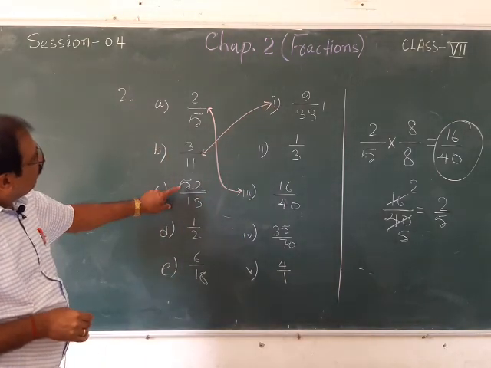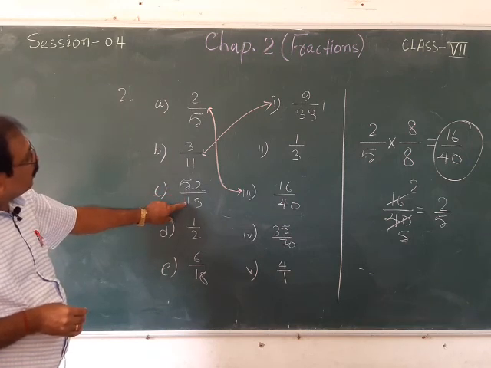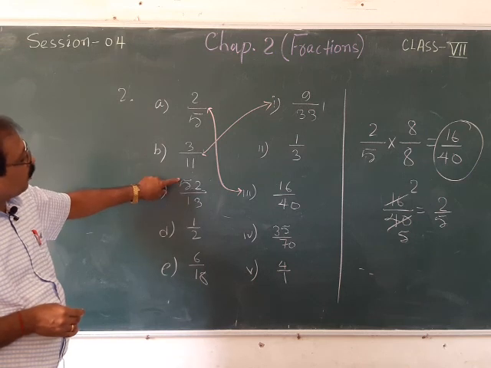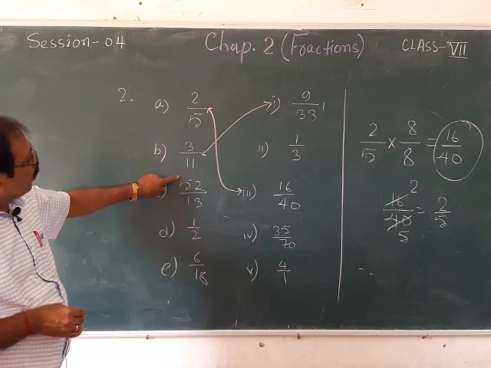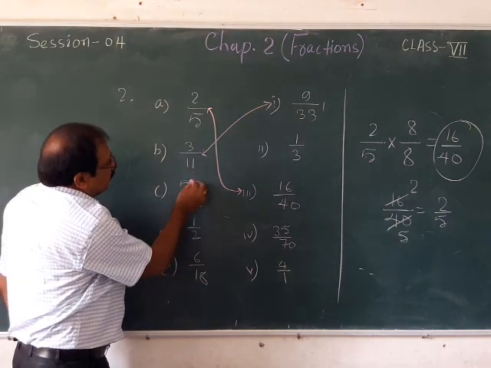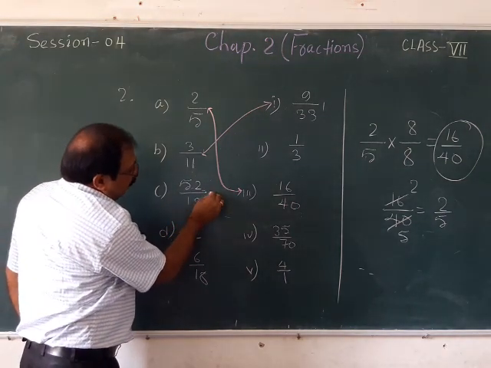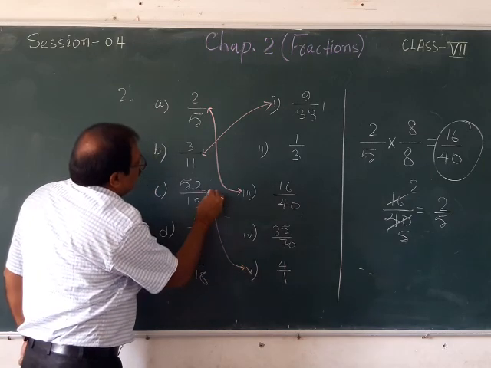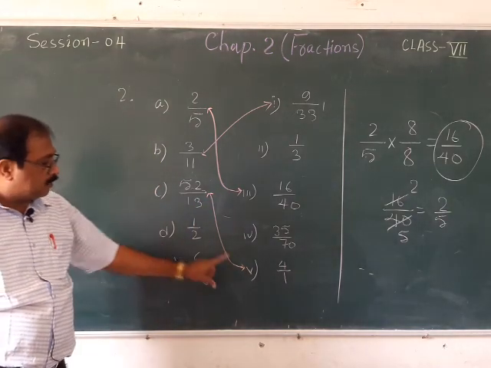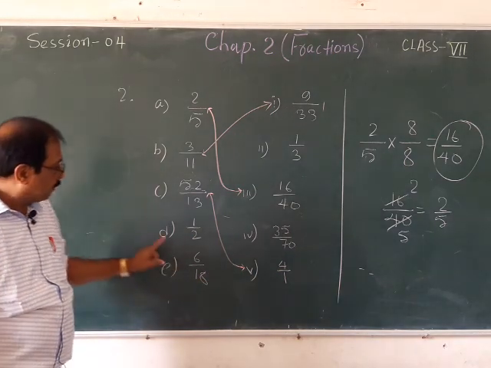Now again 52 upon 13, you can see that 13 can divide 52, so 13 fours are 52, 13 fours are 52. So this result is coming 4 upon 1. So this you can match it like that. So this is matched. That means C number is matched with the fifth number.